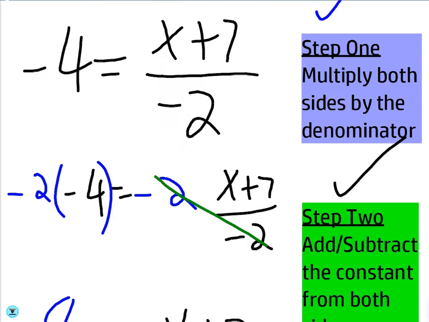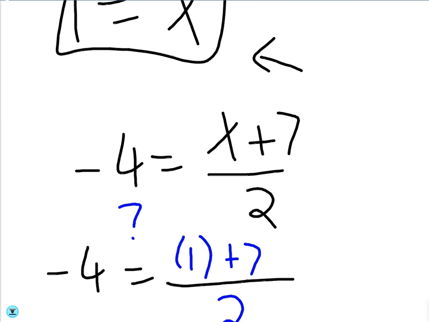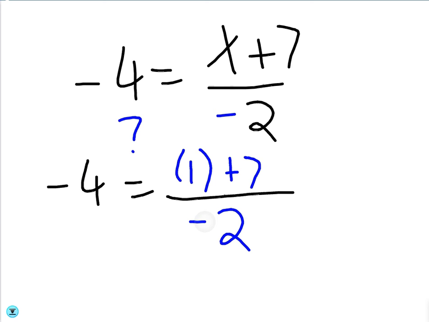Oh, the original one was -2. I forgot that. Otherwise, it wouldn't have checked out. Okay. So that's equal to 8 over -2, which is equal to -4. So it does check out.